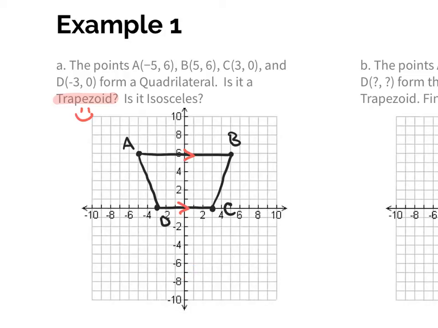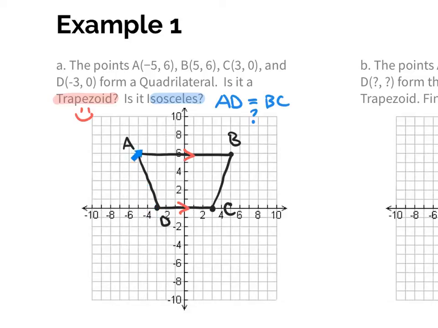Now, in order to be an isosceles trapezoid, isosceles means that the two legs, A to D and B to C, should be equal to each other. So that's what we're going to figure out, are they equal? So to do that, let's use that idea of slope again. Instead of trying to find the distance of that line, or side that goes in an angle, let's look at the slope.